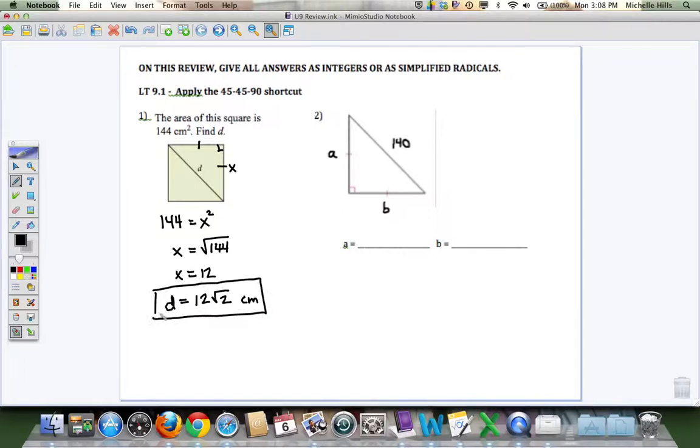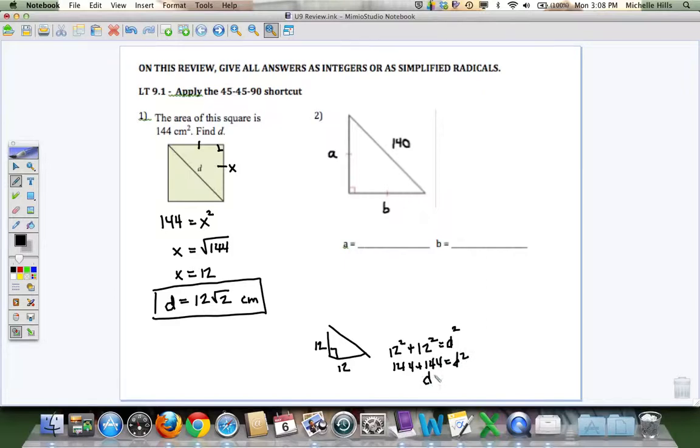If I forget that, I can sit there if I have to and say, well, 12, I know this is 12, and I could do 12 squared plus 12 squared equals D squared. Oops, that should be a D squared, not a D2. So 144 plus 144 equals D squared.